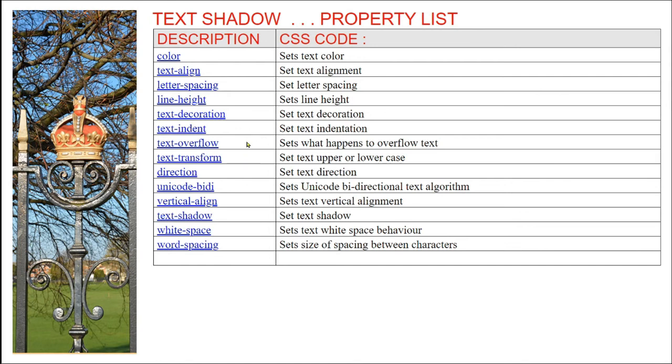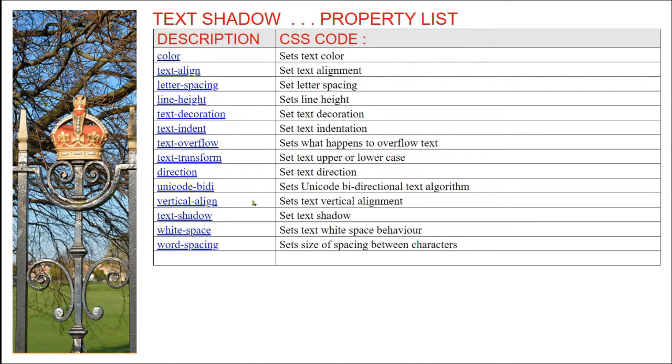Text overflow, we can decide what happens with the overflow text. If it goes outside of the container, we can say truncate it, put in ... for example. Or we can say just go outside the container and show the text outside the container. Text transform is setting the text to uppercase or lowercase. Direction is setting the text direction going from left to right or right to left. Unicode BIDI is setting the bidirectional text algorithm, enabling it or disabling it.